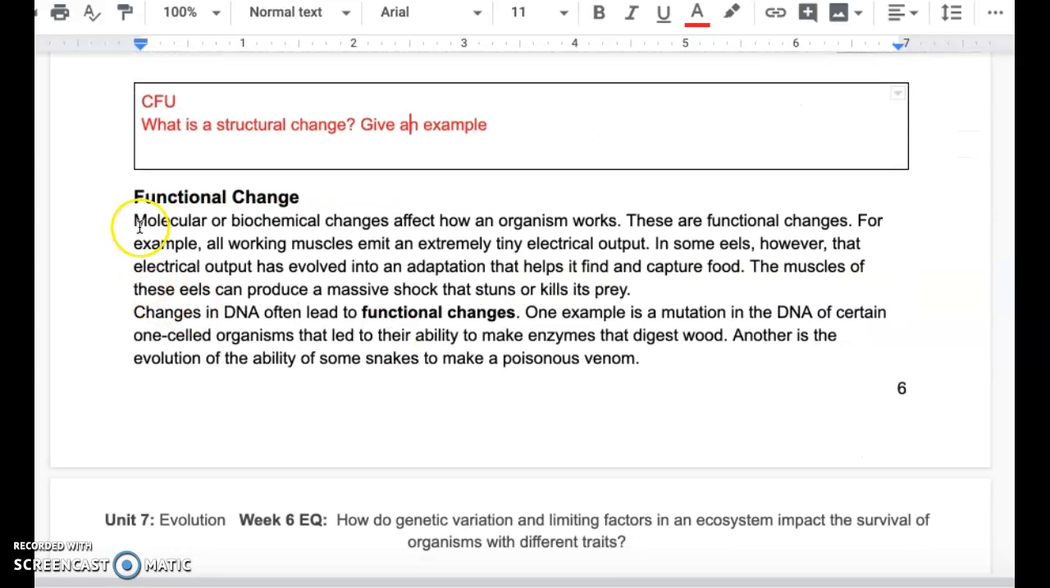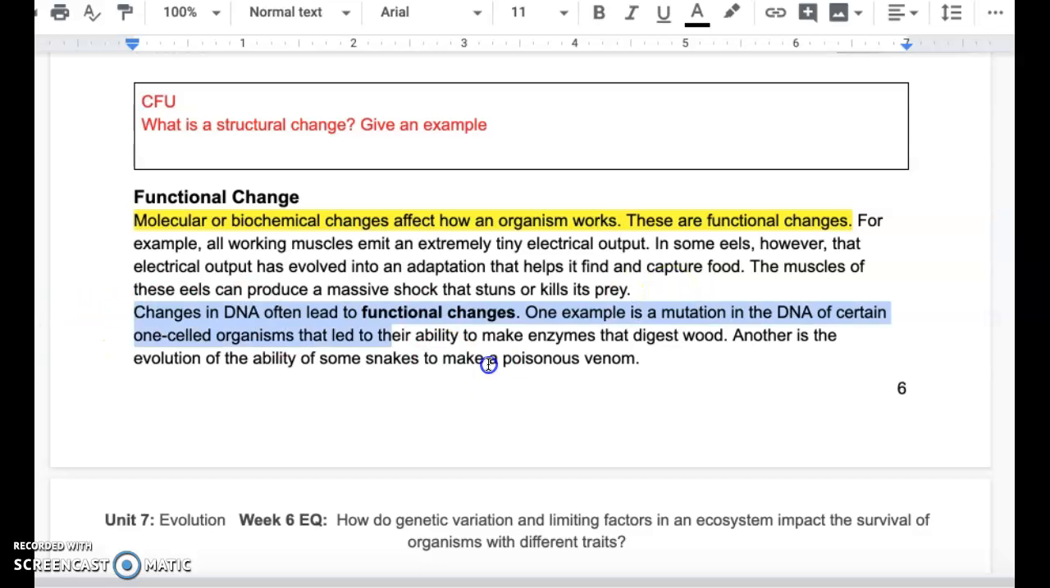Now, functional change. Molecular or biochemical changes can affect how an organism works. Those are functional changes. Let's highlight that. For example, all working muscles emit an extremely tiny electrical output. In some eels, however, that electrical output has evolved into an adaptation that helps it find and capture food. The muscles of these eels can produce a massive shock that stuns or kills its prey.